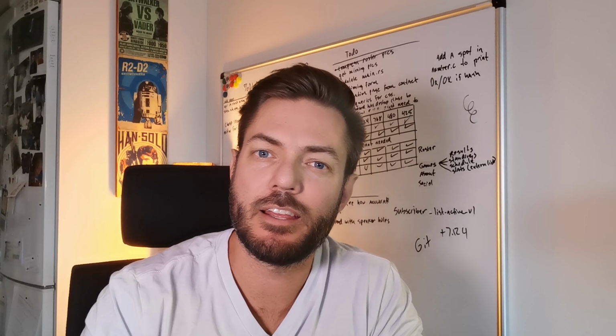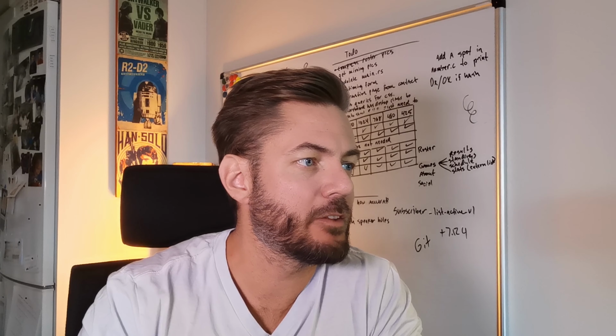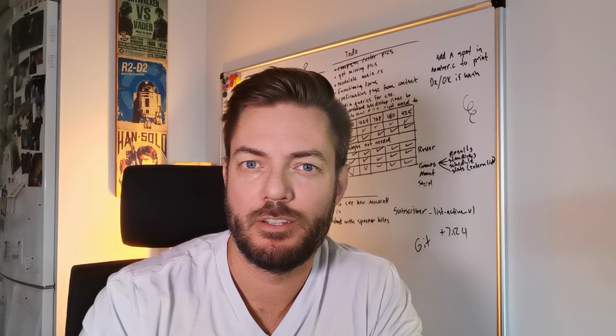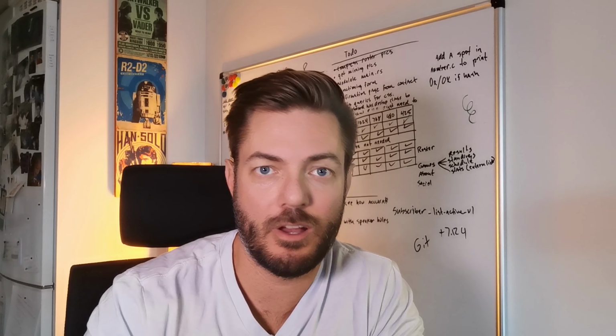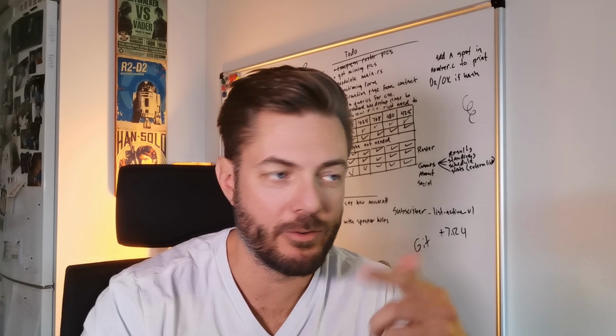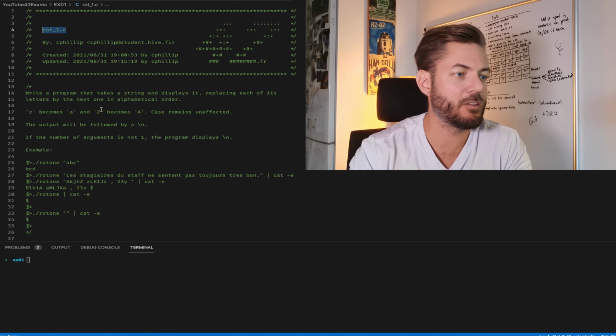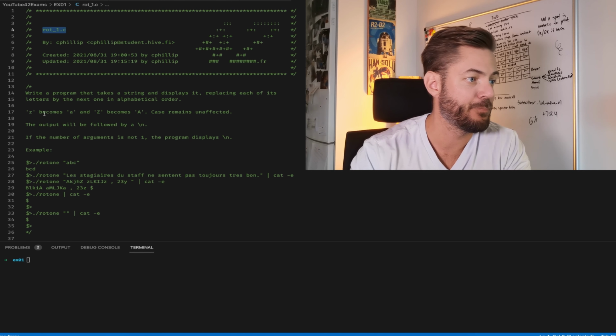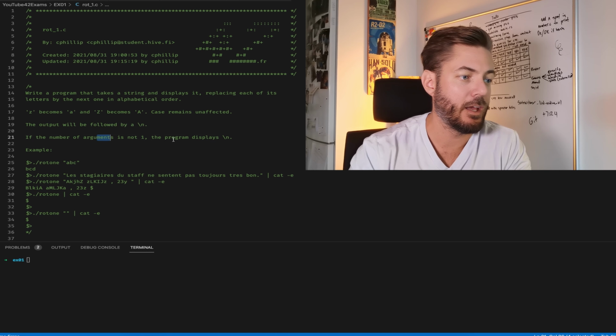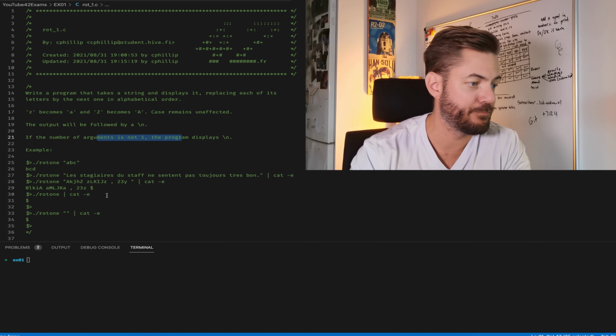Continuing on, yet again, with ex01. This one is called Rot1. Now, I've always considered this to be rotten, but obviously it means rotation. Rotate 1. Write a program that takes a string and displays it, replacing each of its letters by the next one in alphabetical order. Z becomes A, and capital Z becomes capital A. Case remains unchanged. The output will be followed by a new line, and as always, if the number of arguments is not 1, the program just displays a new line.